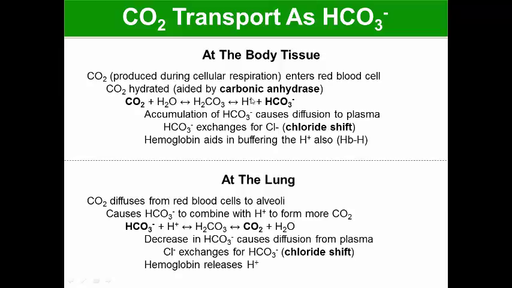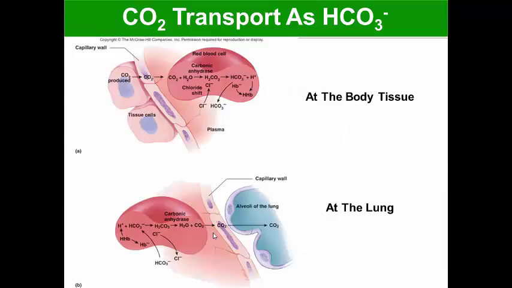Remember, the protons here, which result from the dissociation of carbonic acid at the level of the tissues, bind to hemoglobin. At the level of the lungs, the bicarbonate ions which enter and the chloride ions which leave, now the bicarbonate ions take these hydrogen ions, or the protons, from hemoglobin. So this is a summary of what we have.